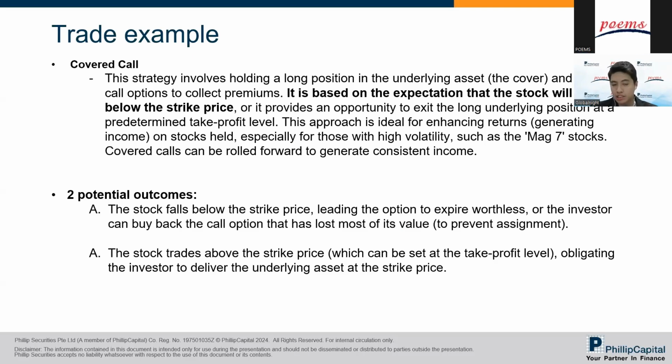The second outcome is if the stock price trades above the strike price. In this case, if you don't close off your short call, and the buyer decides to exercise against you, you are obligated to deliver the underlying shares at the strike price. You will be selling the underlying shares at the strike price. This is different from outcome A, where you get to keep the shares and roll the contract forward. But in this one, you will have to deliver the shares.